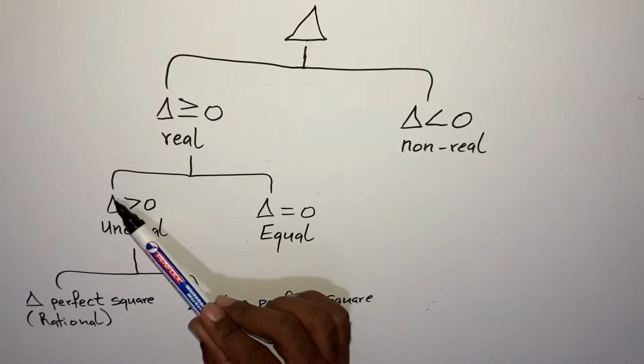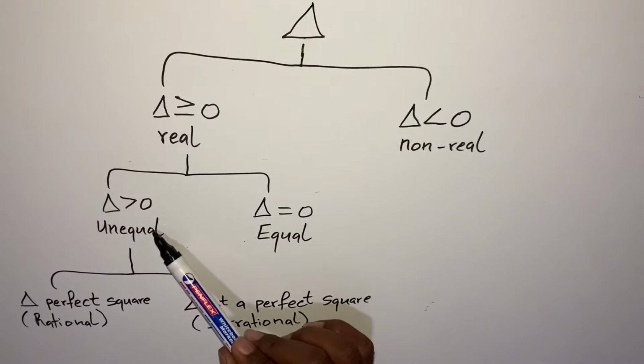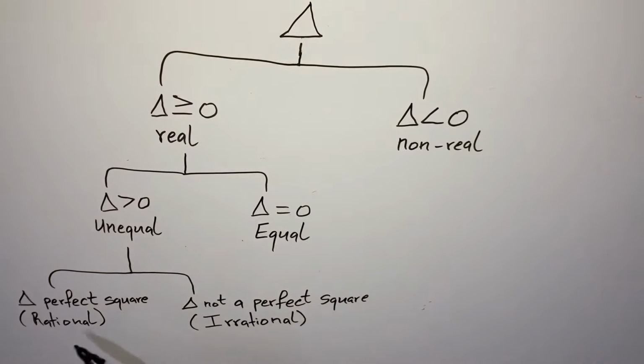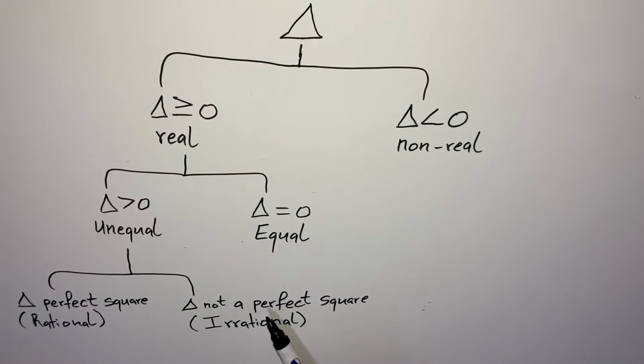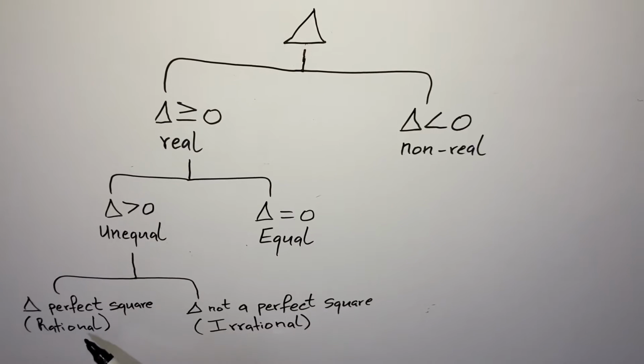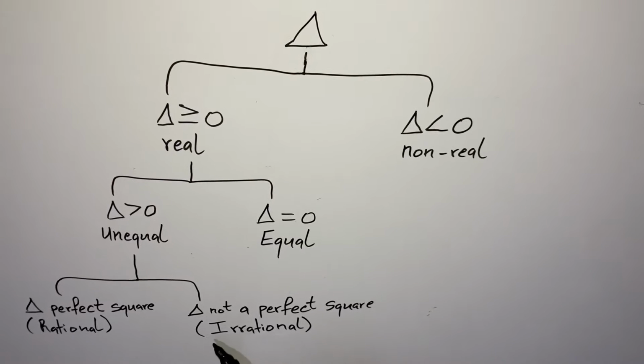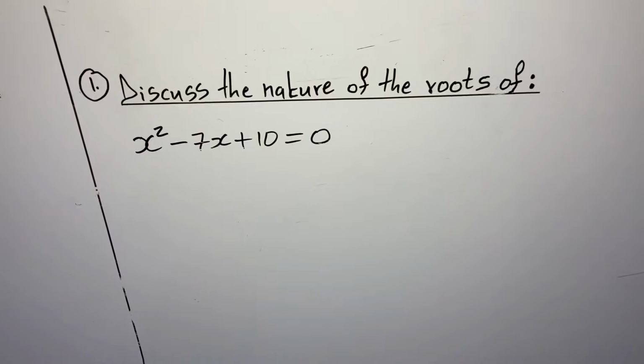But if you have found your delta to be greater than 0, then you commented unequal. Once it's unequal, it will either be a perfect square or not a perfect square. If it's a perfect square, your next comment will be rational. If the delta you found is not a perfect square, your next comment will be irrational.